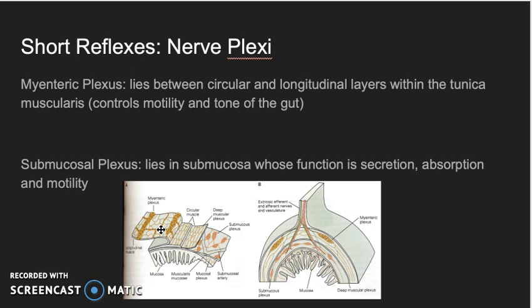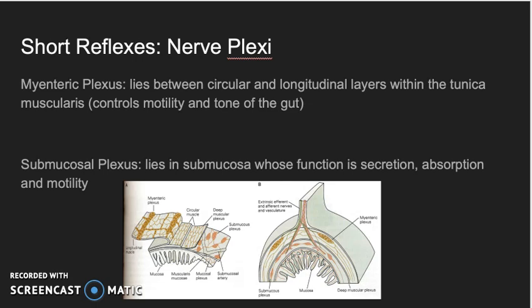Moving on to the submucosal plexus, this innervates the cells of the epithelial layer and the muscularis mucosa smooth muscle. It is responsible for the secretion of the GI epithelial cells, so it happens right in here. They also function in secretion and absorption as well. So those are the main differences between short and long reflexes.